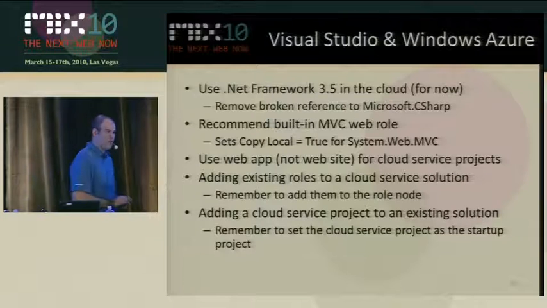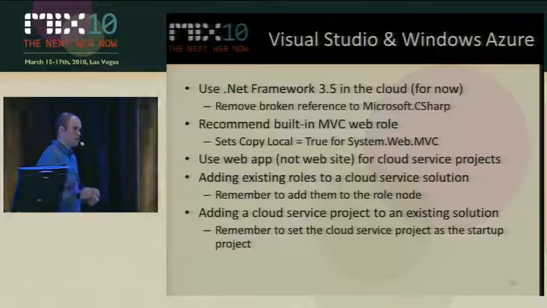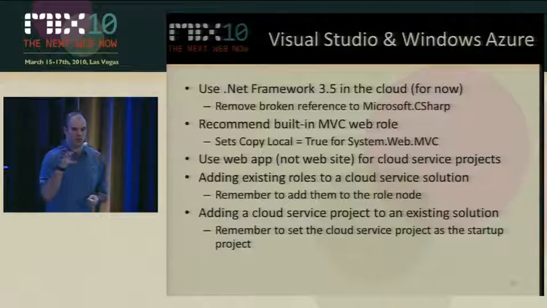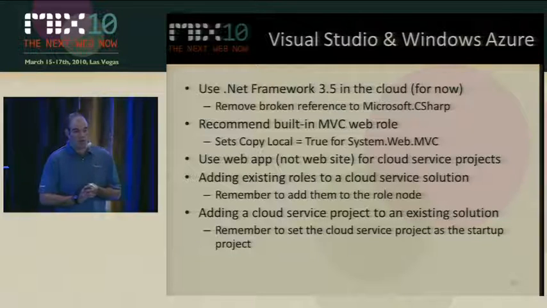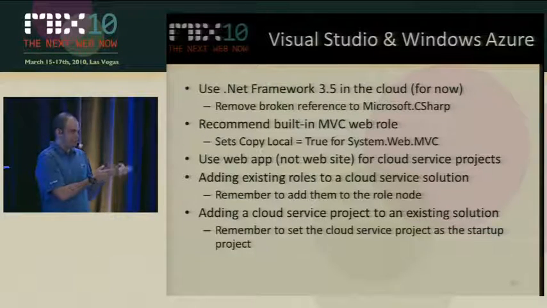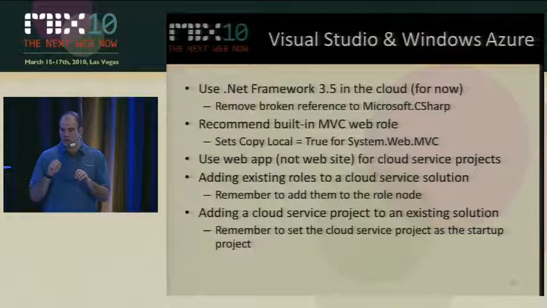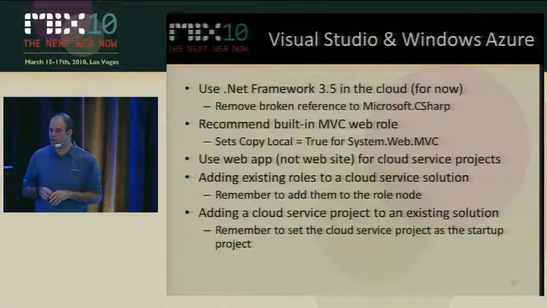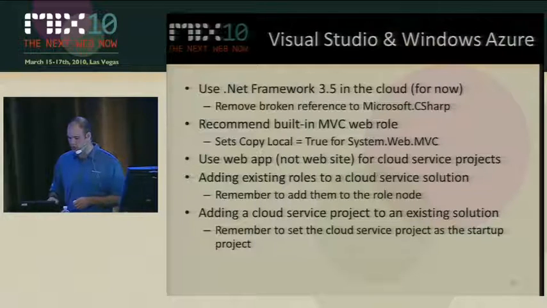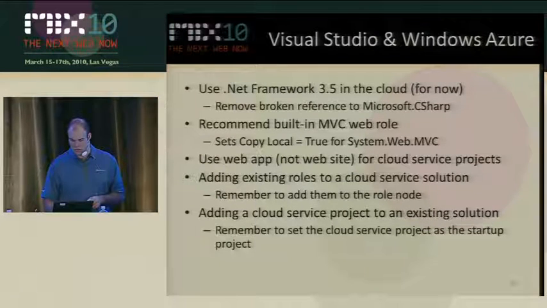And then you saw before that when I added some existing roles to a cloud project, I added them to the role node so that I'd have them in the service model. Just remember to do that, and then you can configure the number of instances that you want and the VM size and so on and so forth. And if you're going to add a cloud project to a different solution that you already have, if you don't set it to the startup project, then when you hit F5, it'll run in the ASP.NET development server instead of the development fabric. So just make sure that the cloud project is the startup project. So these are a few of the things that are useful when it comes to using VS and Windows Azure.